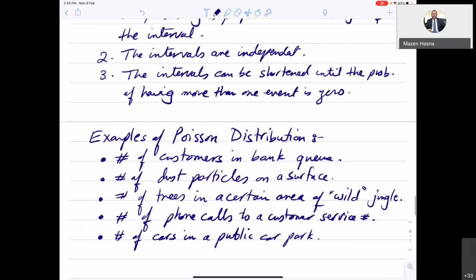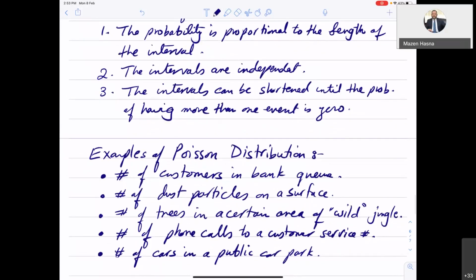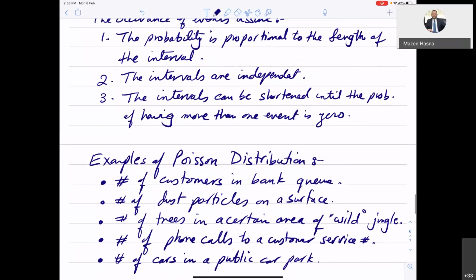So how are these conditions applied? For example, let's take the trees in the jungle. We see that the number of trees is proportional to the length of the interval. So if you take a wider area in the jungle, you will have a larger number of trees. If you have a smaller area, you have a smaller number of trees.